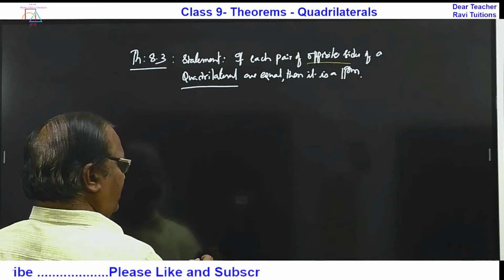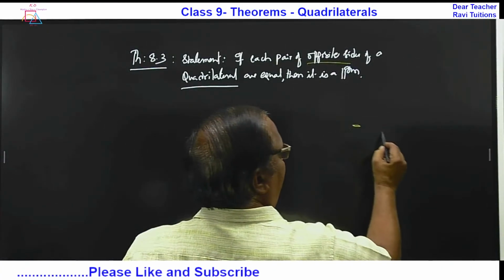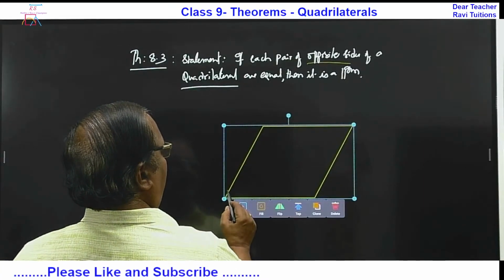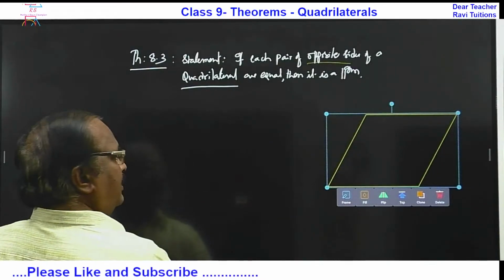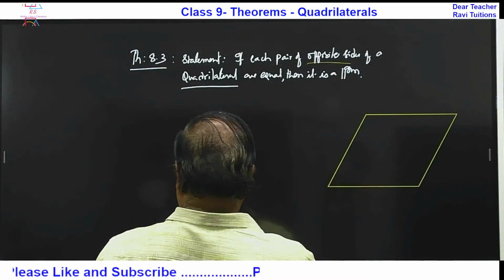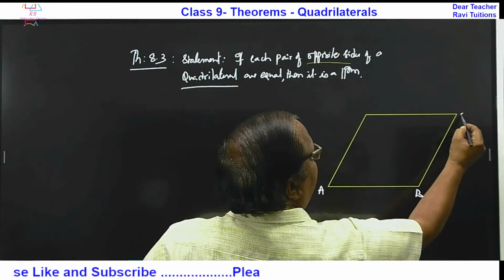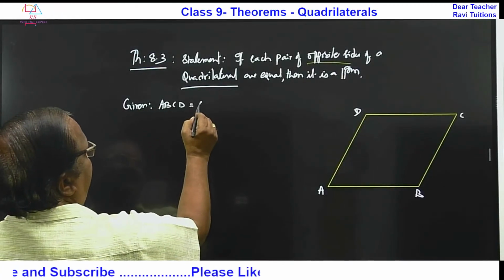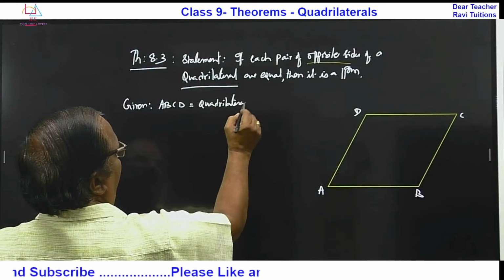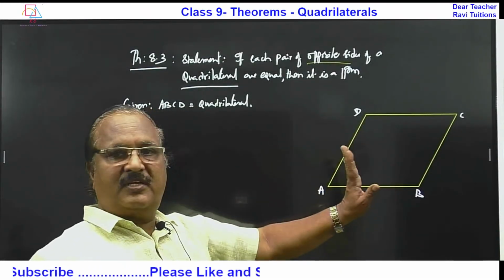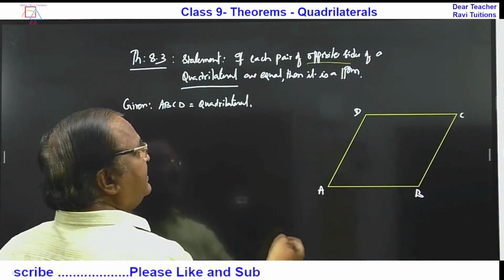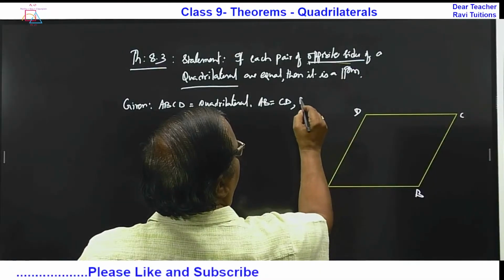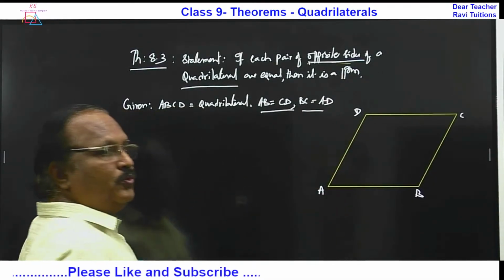So now let us draw a figure, as we have to prove it as a parallelogram. Let us take a parallelogram only, but we don't know whether it is a parallelogram or not. ABCD is a quadrilateral. What else is given? Opposite sides are equal. That means AB is equal to CD and BC is equal to AD.